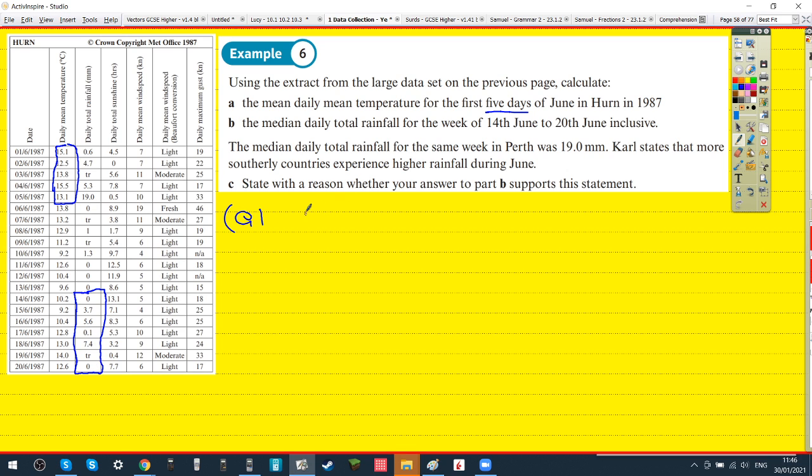So 7 days. You would do 7 plus 1 over 2, which is 8 divided by 2, which is 4. So it's the fourth value if you put these from smallest to biggest. What is the fourth value if these are put smallest to biggest? Where would you put trace? Trace means very close to 0. It would be 0.1. Well done. So that one is 0.1.